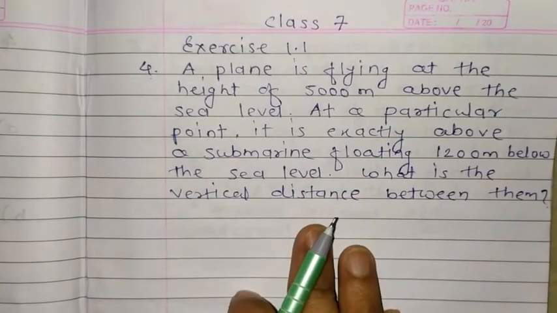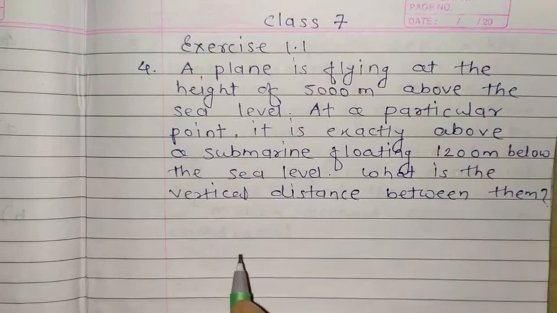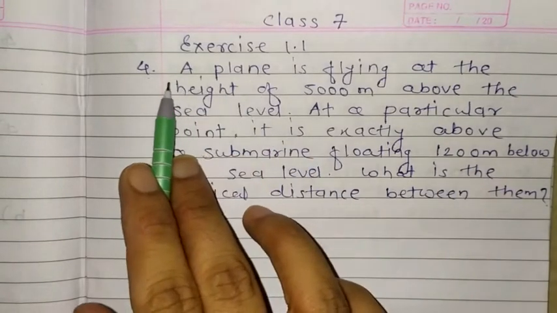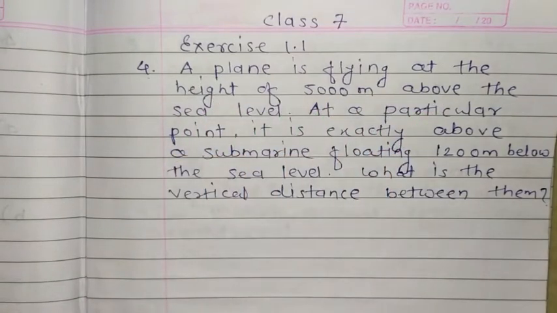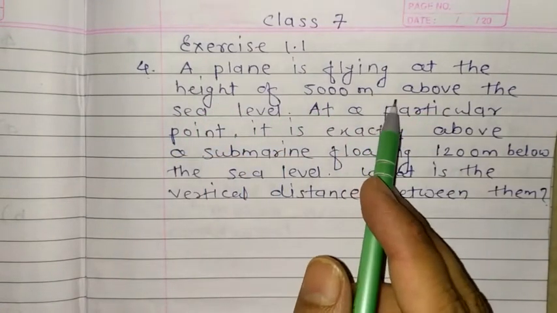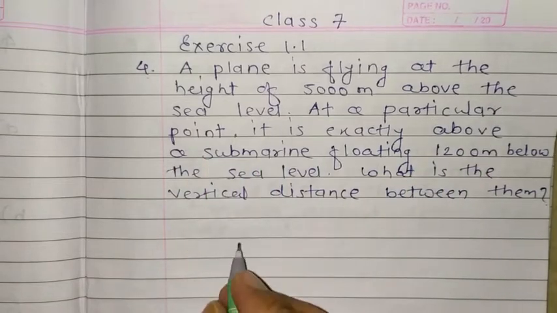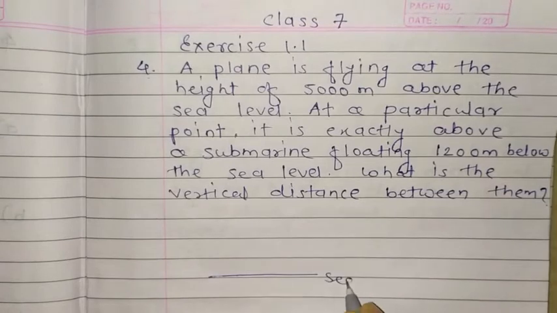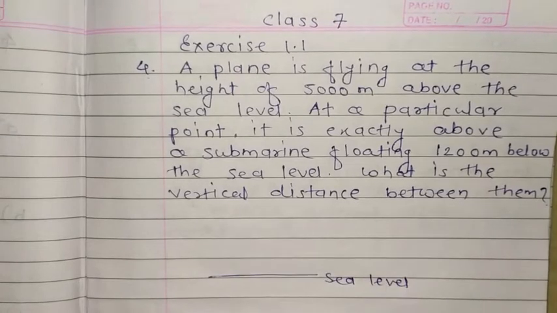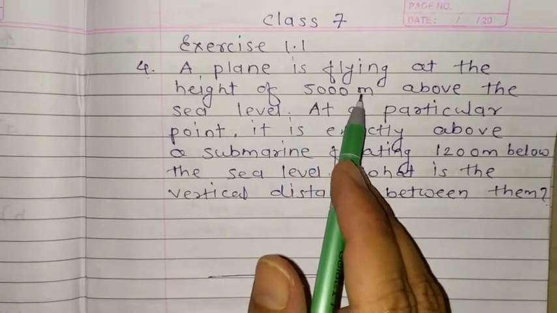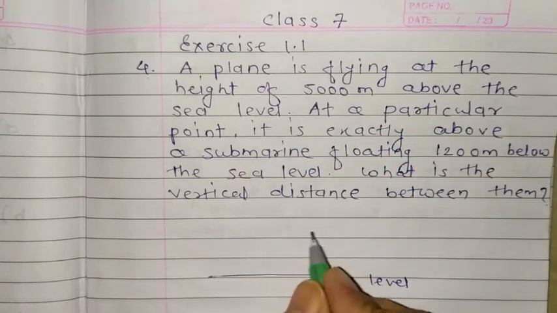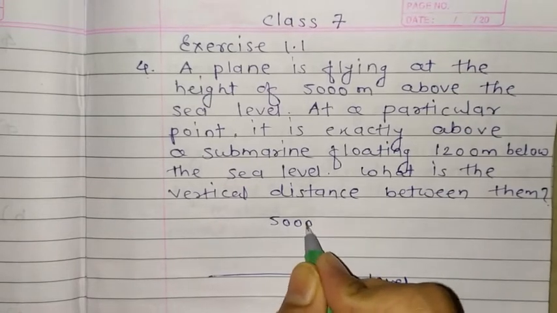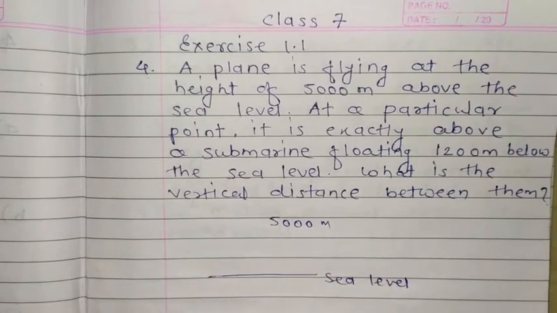So first you should draw the diagram so that you will get the idea about this question and you can easily solve. So what they are asking, what they are telling, a plane is flying at the height of 500 meter above the sea level. So this is suppose sea level, and they are giving 500 meter, sorry, it is 5000 meter above the sea level.